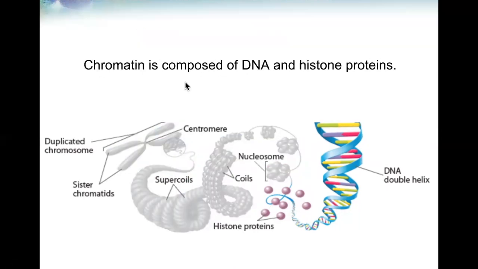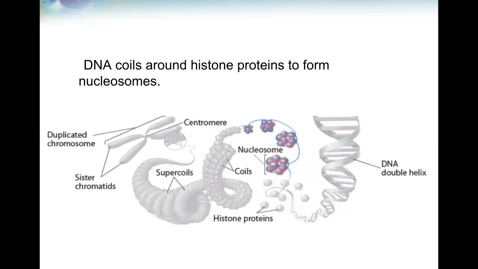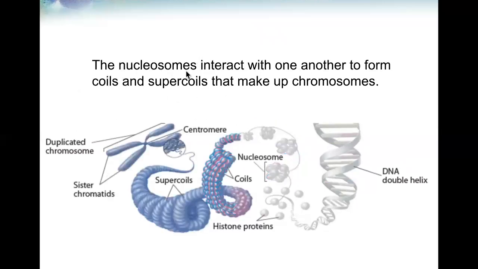Chromatin is composed of DNA and histone proteins. DNA coils around histone proteins to form nucleosomes. The nucleosomes interact with one another to form coils and supercoils that make up chromosomes.